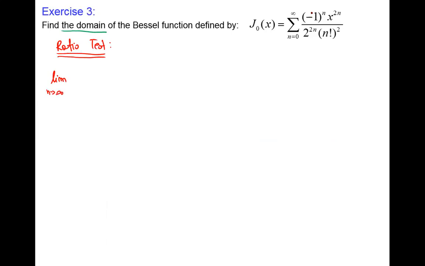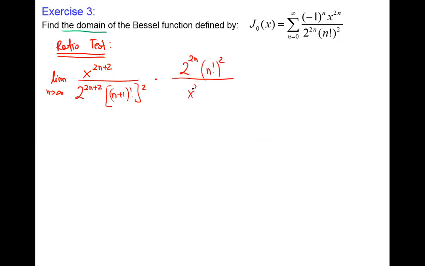What do I have? I have -1 to the n, but the absolute value will eliminate -1 to the n. That means I shouldn't be worried about this one. But I will have x to the power of 2n plus 1, distributing 2, I have plus 2. 2 to the power of 2n plus 1, distributing 2 is this. And n plus 1 factorial, and everything squared. Then I will multiply by the reciprocal: n factorial and then x to the power of 2n.